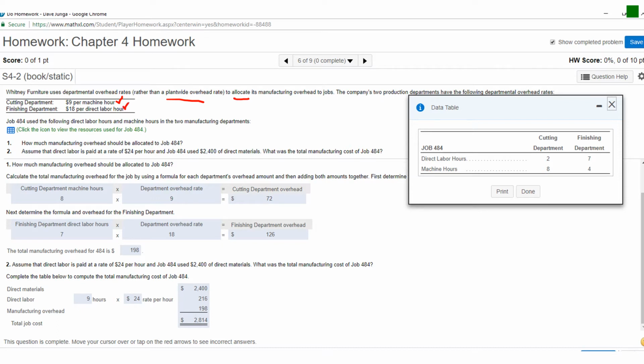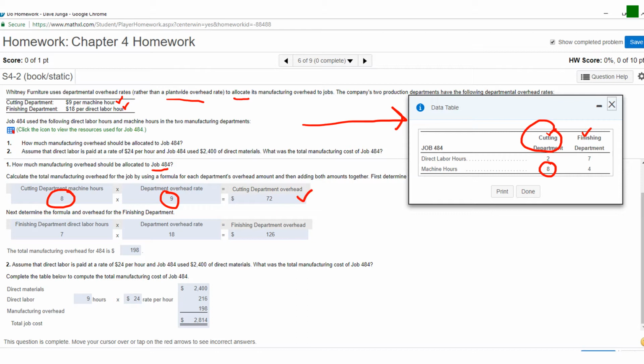So in this problem, we've got job 484, use the following direct labor hours and machine hours in the two manufacturing departments. So if you click this icon, you're going to get this box pop up over here. You notice here you've got the cutting and the finishing, direct labor hours, machine hours. So for the first one, the question says how much overhead is allocated to job 484. The cutting department is going to be based on machine hours. So if I look at the cutting department over here, I've got 8 machine hours. So that's the number you want to put in here. You multiply that by the overhead rate, which they've already given. So 8 times 9 would be $72.